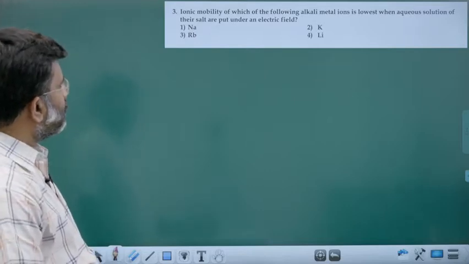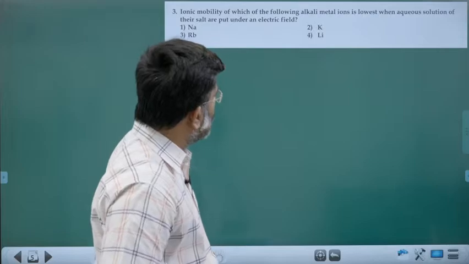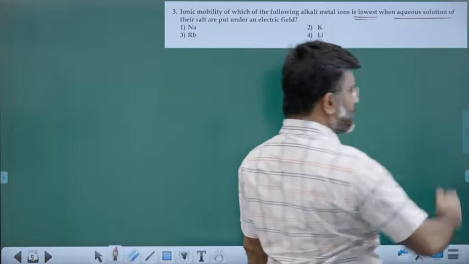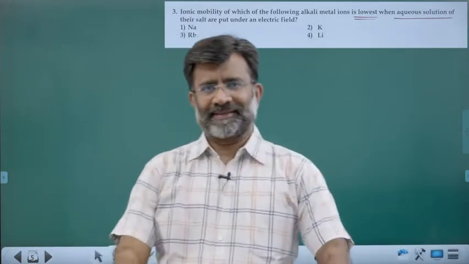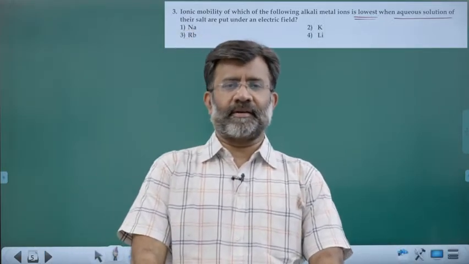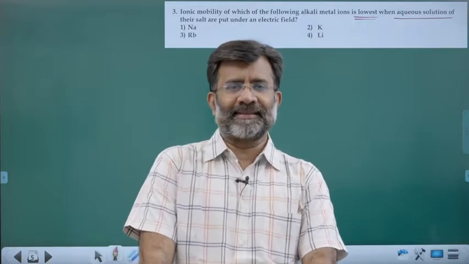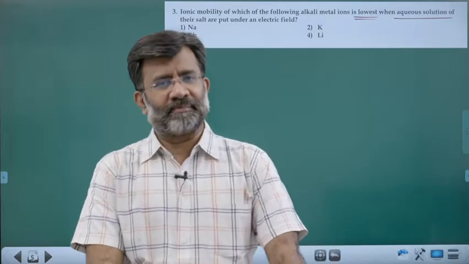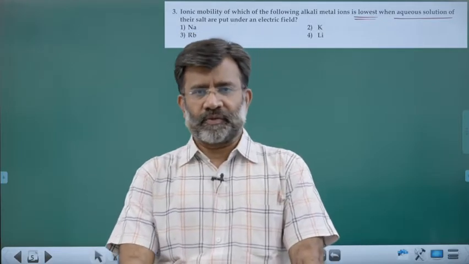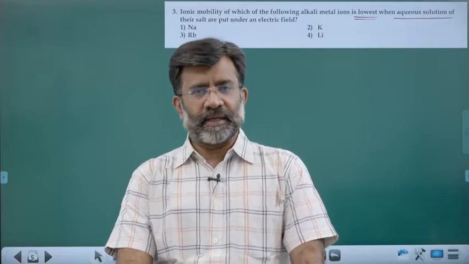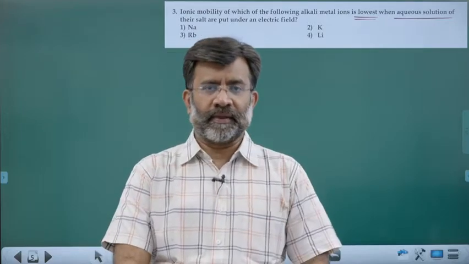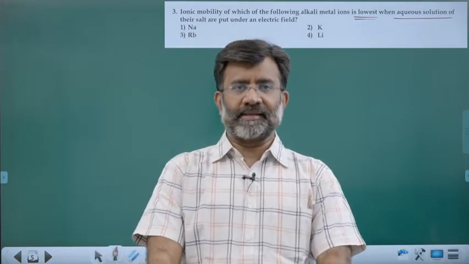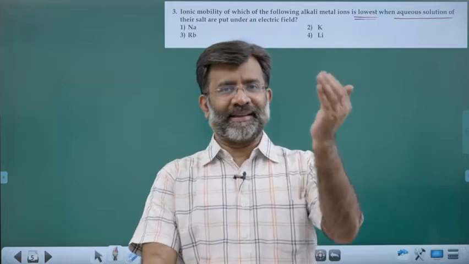Ionic mobility of which of the alkali metal ion is lowest in aqueous solution? Right? See, that concept is related to hydration. And the answer is which one? Ionic mobility is greatly depending on the size of the ion. So when you think in that context, lithium being the smallest ion having high ionic mobility, that's a possible answer.